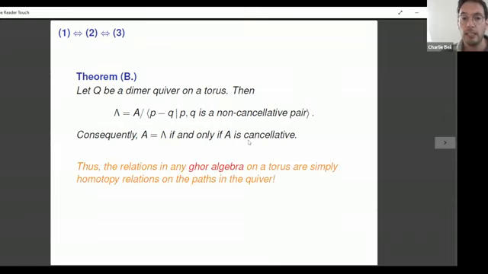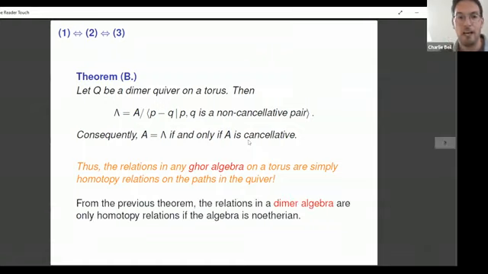So thus the relations in any Gorenstein algebra on a torus are simply homotopy relations on the paths in the quiver. For any such algebra, the relations that you get from the perfect matchings are really homotopy relations in the paths. What happens in the higher genus case is that it will also identify not just homotopic paths, but homologous paths. But on the torus, this doesn't happen. So from the previous theorem, the relations in the dimer algebra are only homotopy relations if the algebra is Noetherian. And otherwise, they're not.